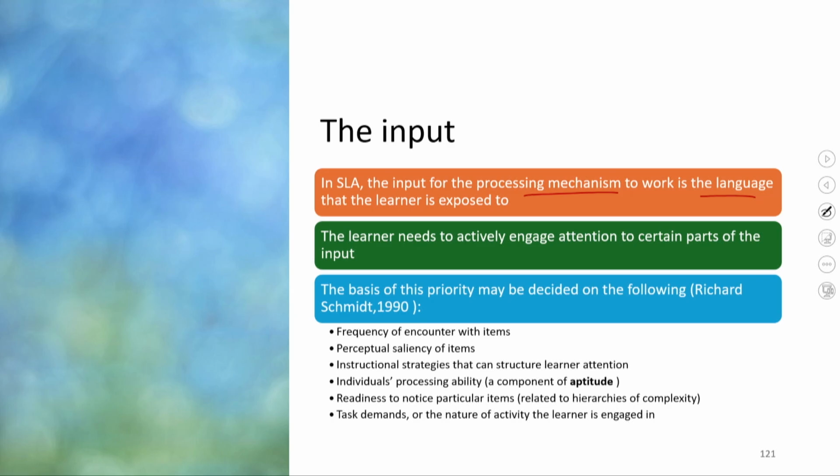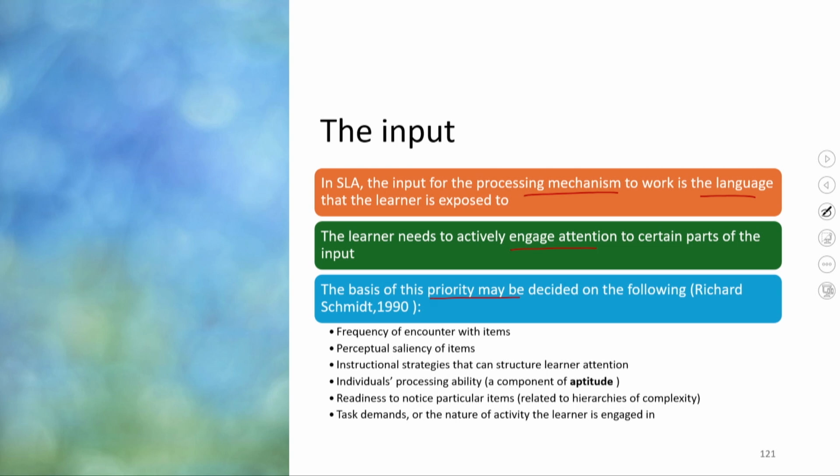Then the learner needs to actively engage attention, because this is a new language for them. This is more of a voluntary thing. So, when they are learning, this is applicable only for SLA, by the way, not for simultaneous. So, they have to actively engage attention to certain parts of the input, and the basis for this priority, why priority? Because we need to prioritize what to learn first.